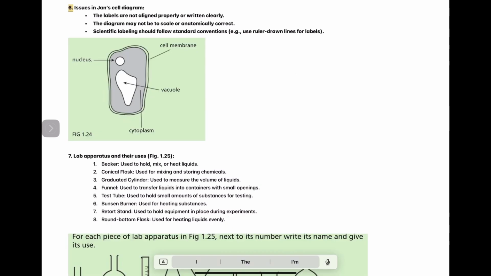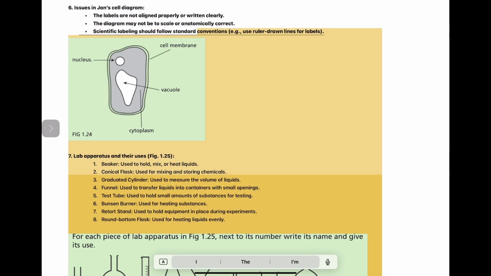6. Issues in Jan's cell diagram. The labels are not aligned properly or written clearly. The diagram may not be to scale or anatomically correct. Scientific labeling should follow standard conventions, e.g., use ruler-drawn lines for labels.